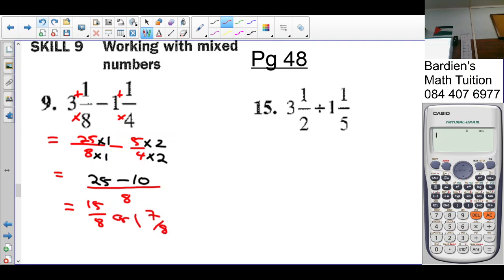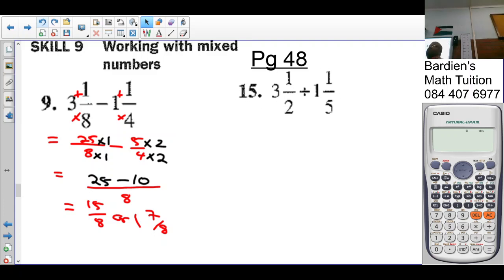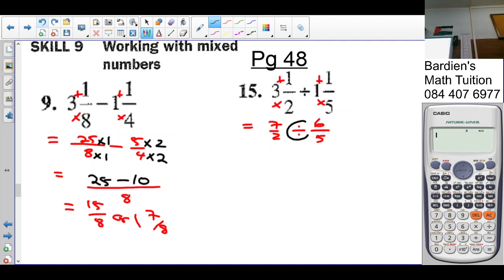Next one, number 15. Who asked for number 15? Right, go for it. What did you do here? Yes. So yes, which is correct, 7 over 2 divided by 6 over 7. Here's your mistake. It's a 5. Okay, so what are you supposed to do now? Swap around. Change to multiplication, reciprocal. 7 over 2 multiplied by 5 over 6.